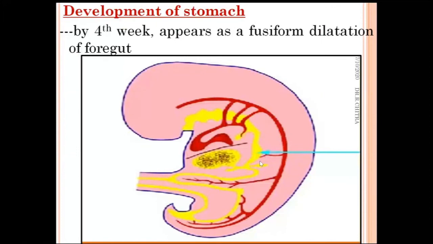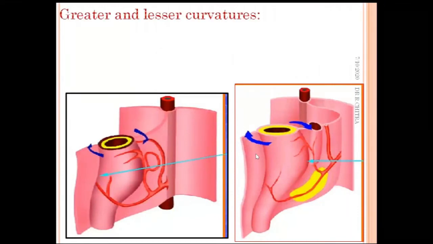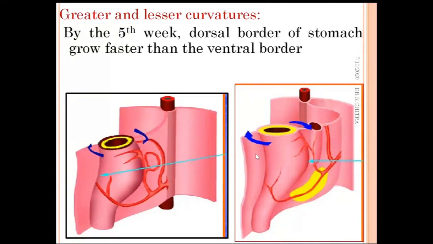The main topic of today's class is the development of the stomach. By the fourth week, it appears as the fusiform dilatation of the foregut. So this is the start of the development of the stomach, the fusiform dilatation of the foregut. In this fusiform dilatation of the foregut, the greater and the lesser curvature form.